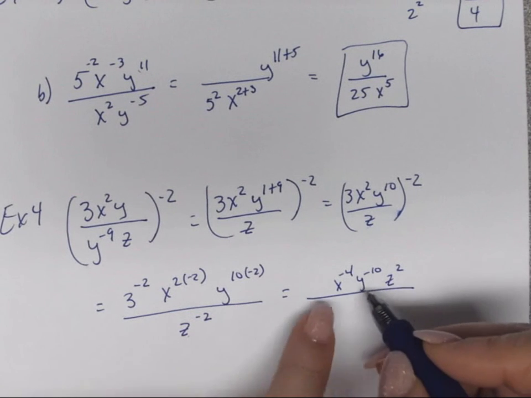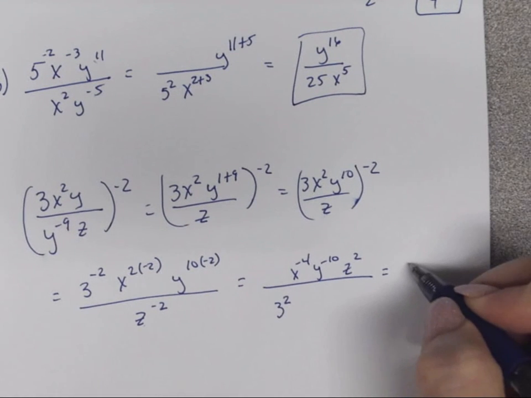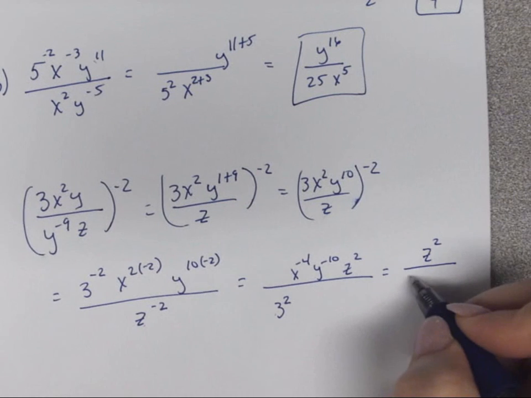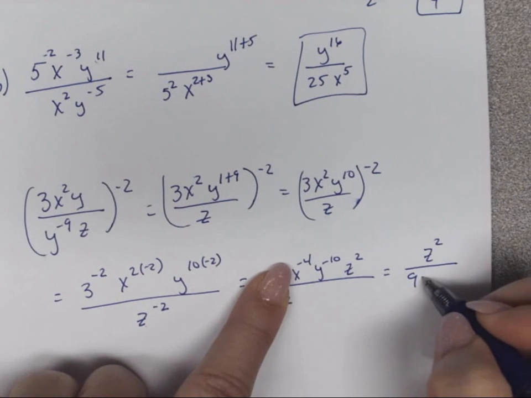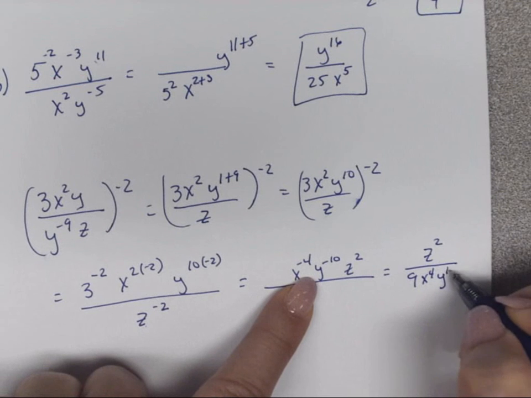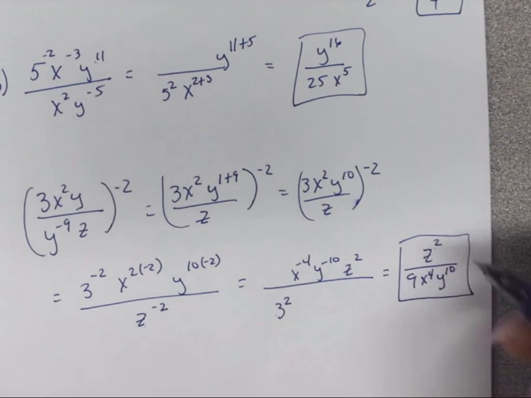Now I know I have to move the x and the y down. So on our top, we'll have z squared. 3 squared will be 9. The x's will move down. That will be x to the positive 4. Y will move down to y to the 10th. And just those z's are left on top. And that's your final answer.